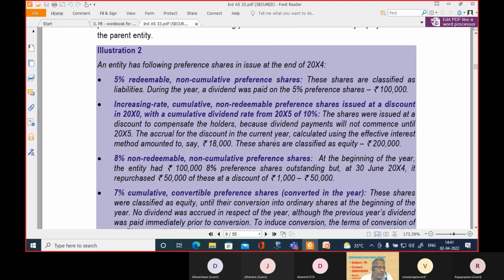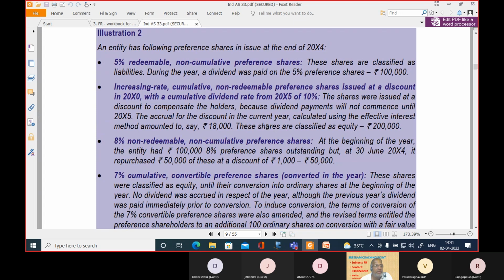Yes. Illustration number 2, Danesh will read out. An entity has the following preference shares in issue at the end of 20x4: 5% redeemable non-cumulative preference shares. These shares are classified as liabilities during the year. A dividend was paid on the 5% preference shares, ₹1 lakh.